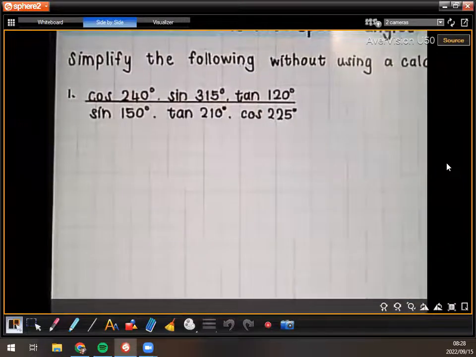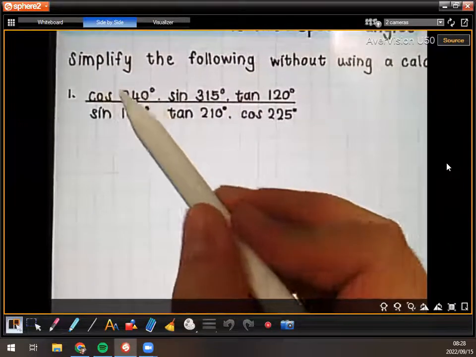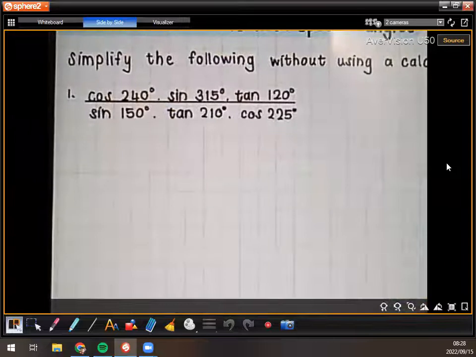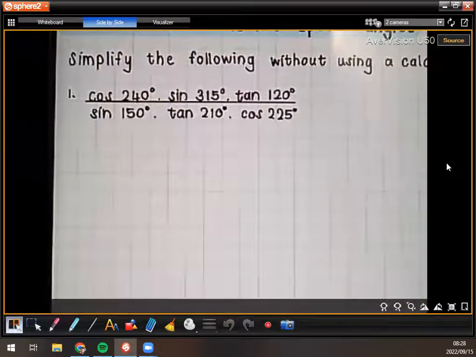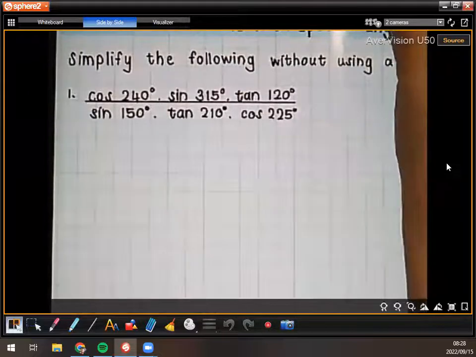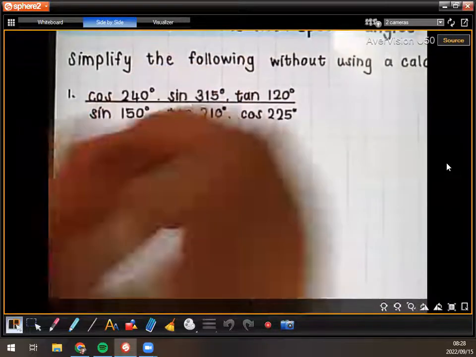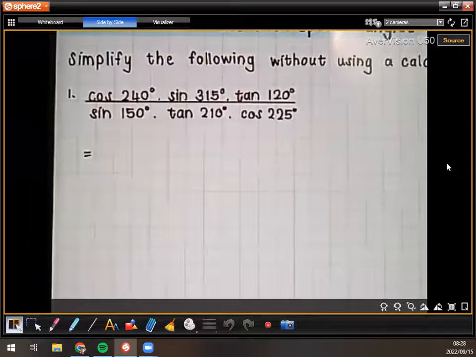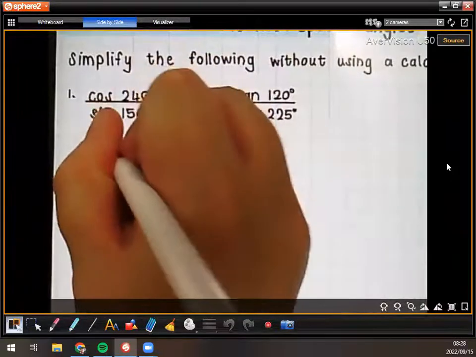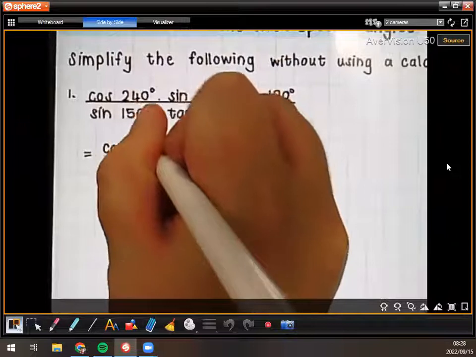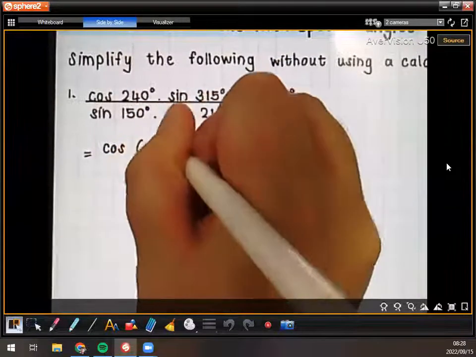Right, so for cos 240, we're going to have to write that as an angle with an acute angle so that we can reduce it. So what do you guys think? 240. 180 plus 60. Yeah, is that fine? Okay, let's do that. Cos 180 plus 60.